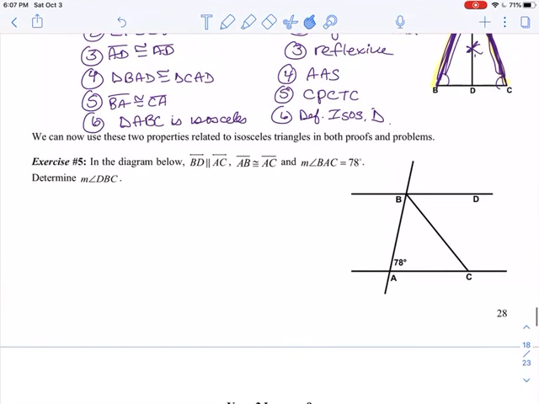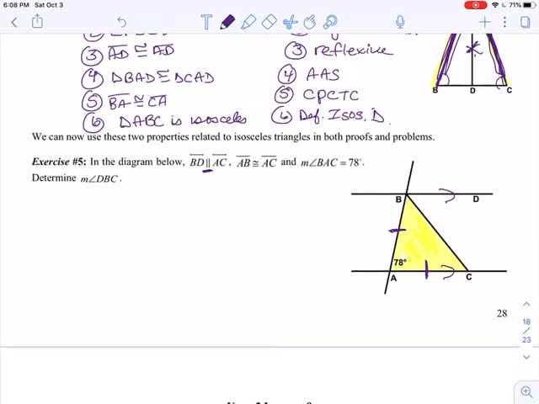All right. So that was a proof, but let's do an actual problem. So in exercise 5, I know that BD is parallel to AC. Okay, so that right there means parallel. This is how I mark parallel. It looks like a little greater than sign. AB is congruent to AC. And the measure of angle BAC is 78. That's on my picture.